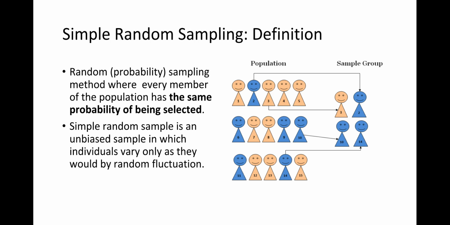All right, simple random sampling. Simple random sampling is where you randomly select subjects out of a given population. Like, I want to select four out of this population, and each subject in the population has exactly the same percentage chance of being selected.